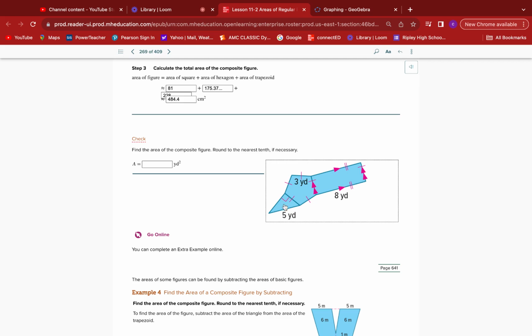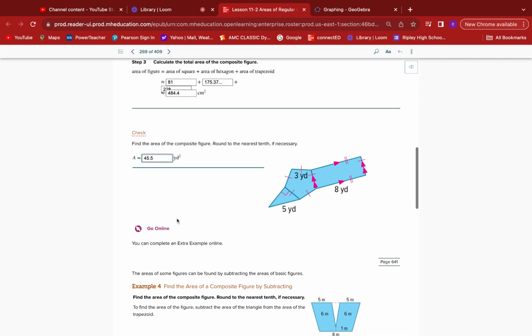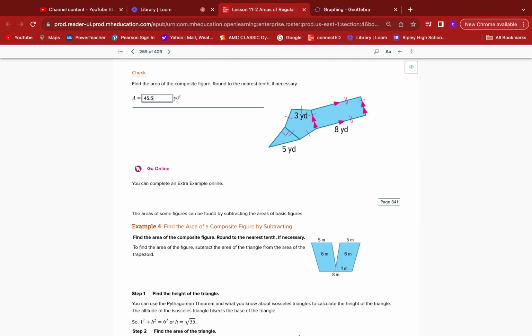Add it to the area of the triangle that we got was a 6. Add it to the area of the rectangle, which is 24. Remember, it's 3 times 8 is 24. And final answer, they want it to the nearest tenth, 45.48 makes the 4 go to a 5, so it'd be 45.5 square yards. Woo! All right, there's our check.